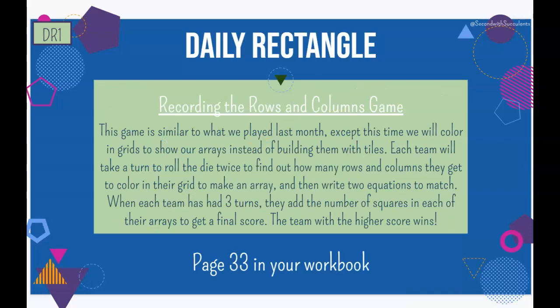Now, when we record the rows and columns game, remember this is similar to the game we played last month, except this time we are coloring in grids in our workbooks to show our arrays instead of building them with tiles. Each team will take a turn to roll the dice to find out how many rows and how many columns they get to color in their grid and make an array. And then write two equations to match.